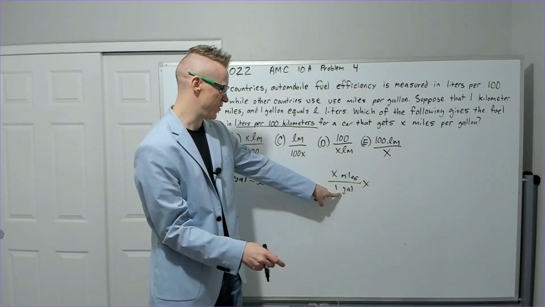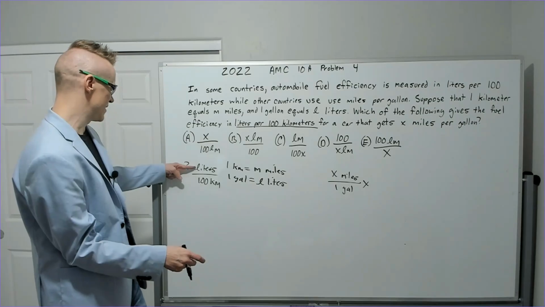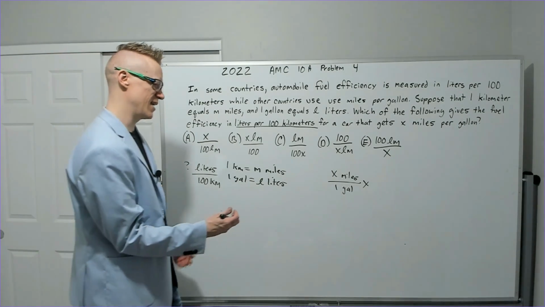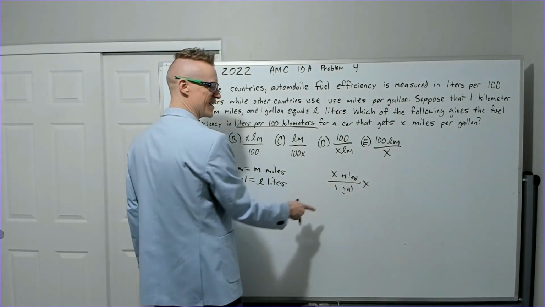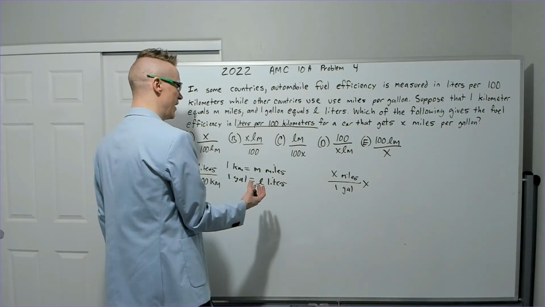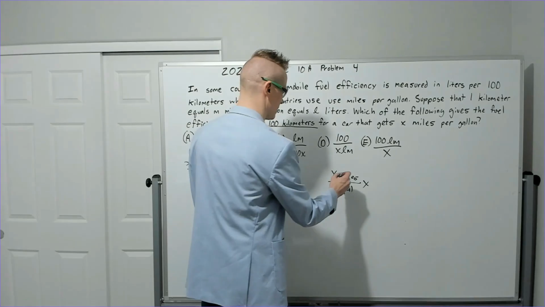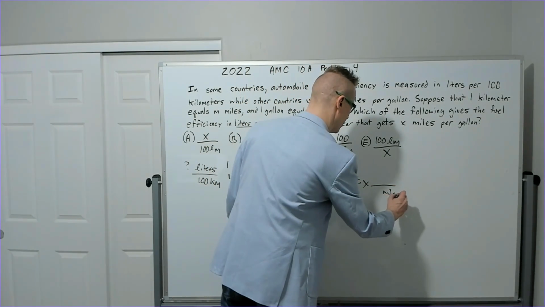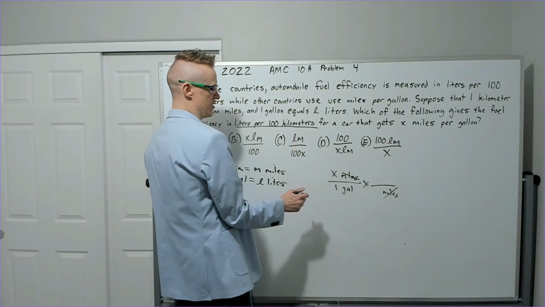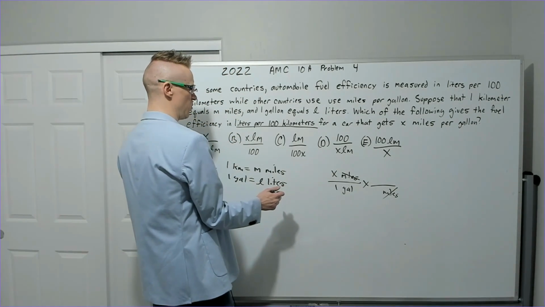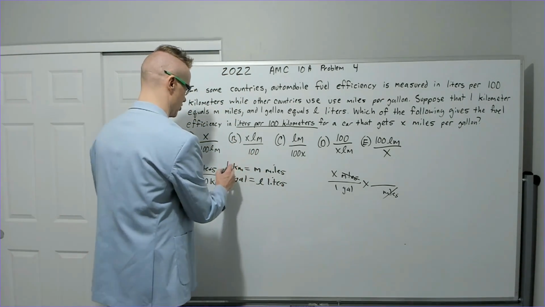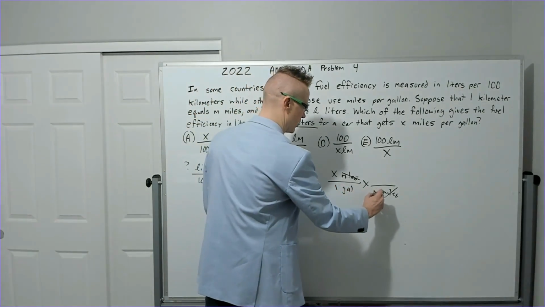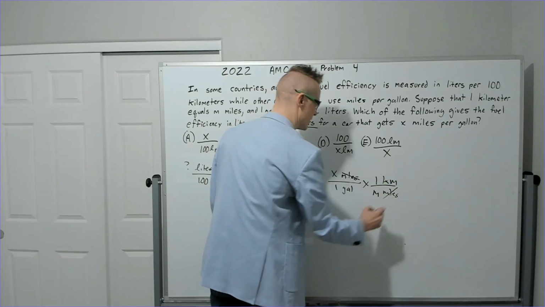This is a volume and this is a distance, with the volume up top and the distance down below, so it makes it kind of awkward here. Rather than target the gallons for removal, let's get rid of the miles first. We'll put miles down below so it cancels, and we want to use this conversion here: 1 kilometer equals m miles, so I'll put m here and 1 kilometer there.